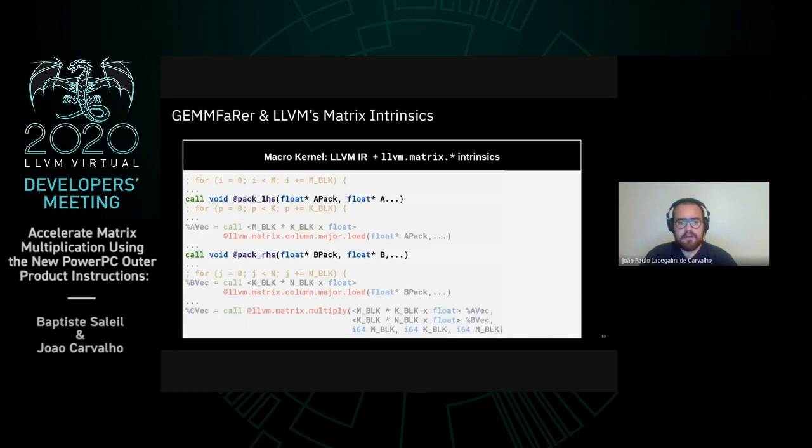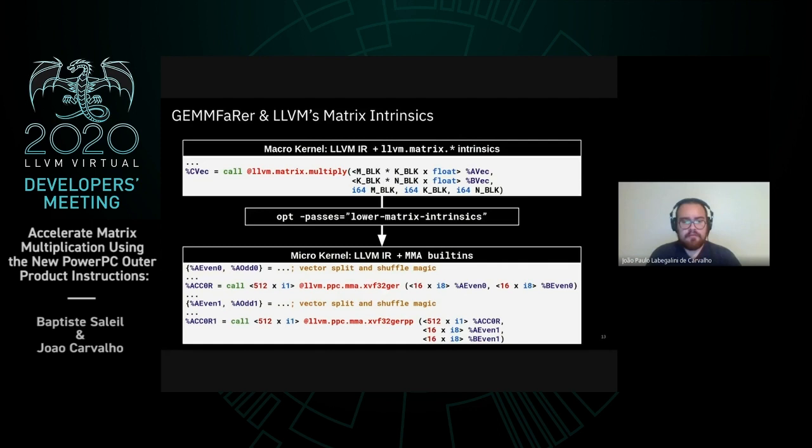Then the LLVM matrix multiply intrinsic can be lowered to any target specific instructions and thus benefit from any domain specific acceleration instructions available in the target machine. For example, LLVM matrix multiply intrinsics could be lowered to MMA built-ins added to LLVM. In fact, this is work in progress in our research group.